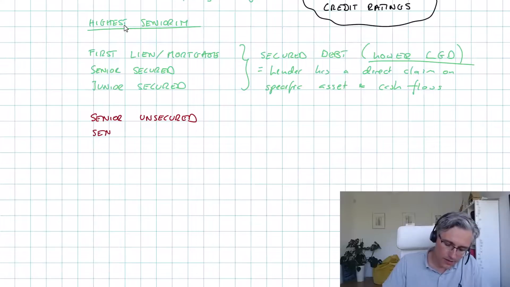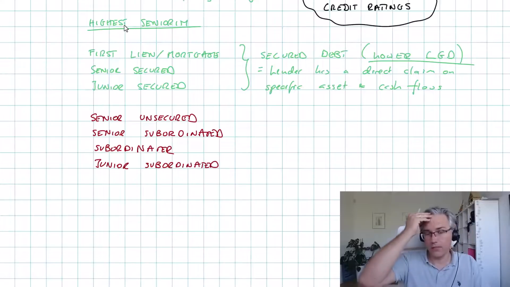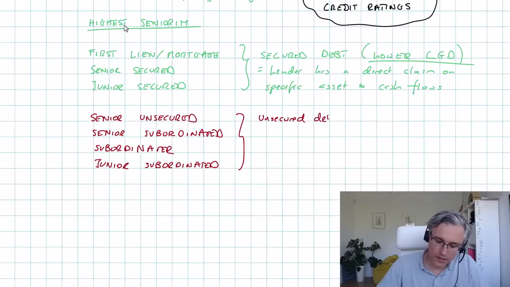Then senior subordinated, and then just subordinated, finishing with junior subordinated. Subordinated means below everything else. These of course are examples of unsecured debt rankings.